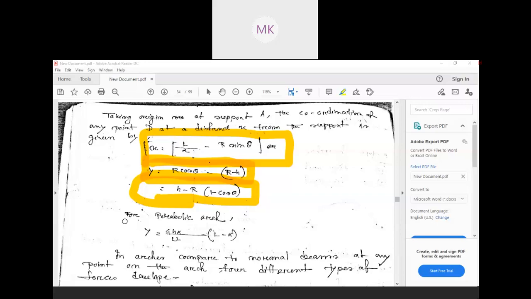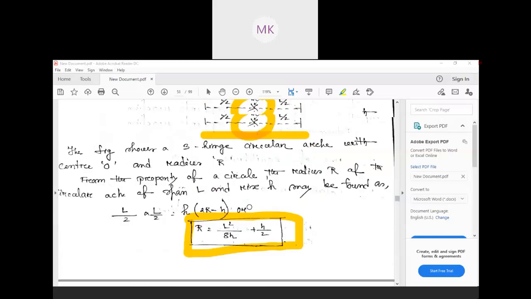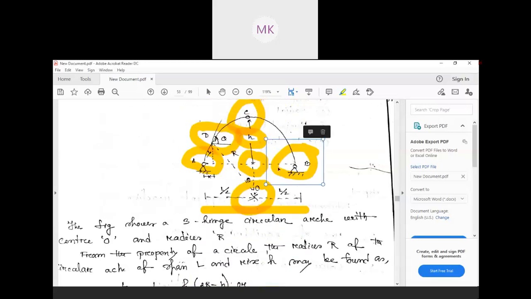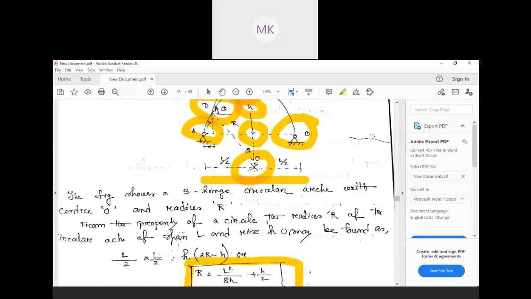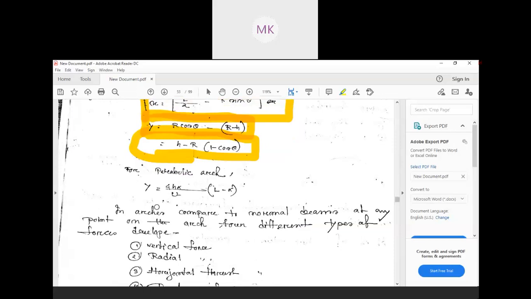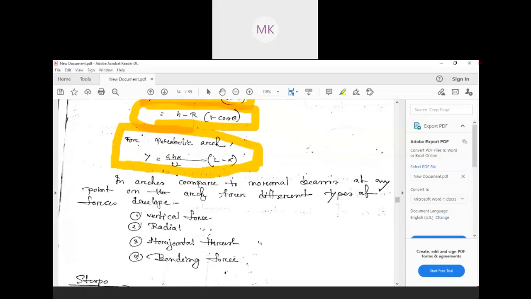After this, for the parabolic arc, if we are considering a parabolic arc with these springing points, how do we find the equation of the parabola? We need to use this formula. Just remember these formulas: y equals 4hx by L square into (L minus x). When we solve the numerical, you will understand how we are going to use this.